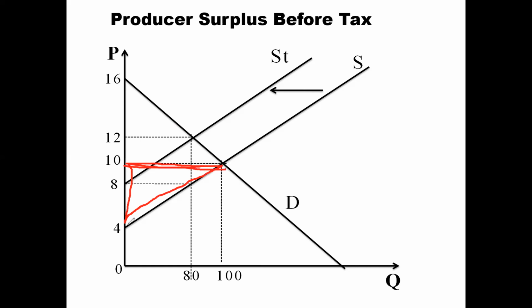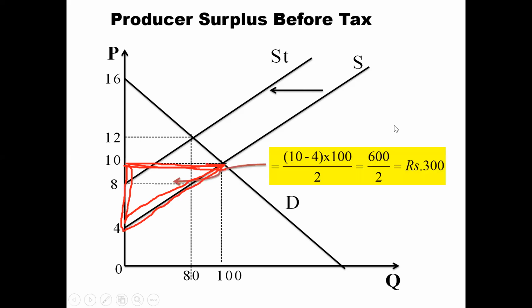Okay, I have given you the equation. What is the equation for this area? Price received by seller. Don't just remember the equilibrium price. But I gave you this as price received by seller minus minimum supply price into supply quantity divided by 2.